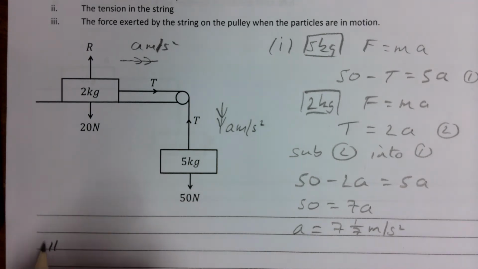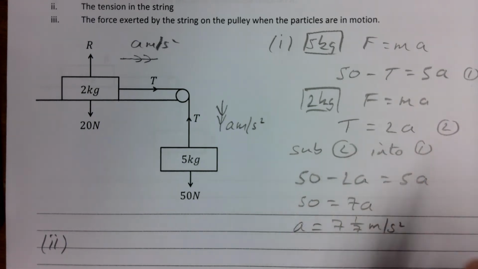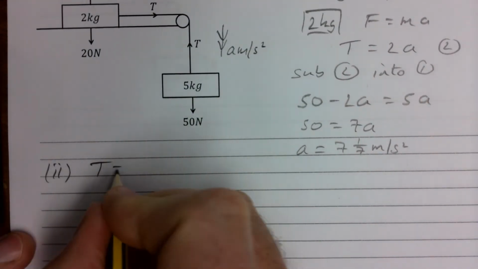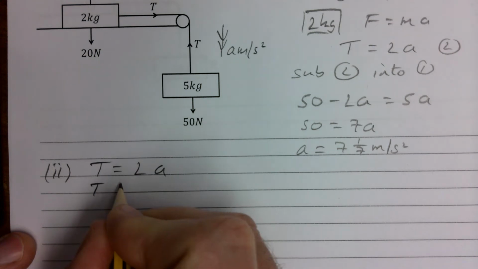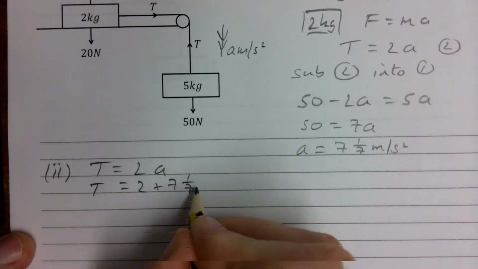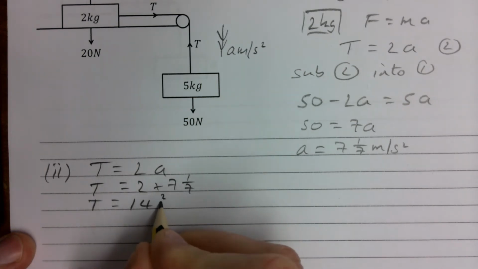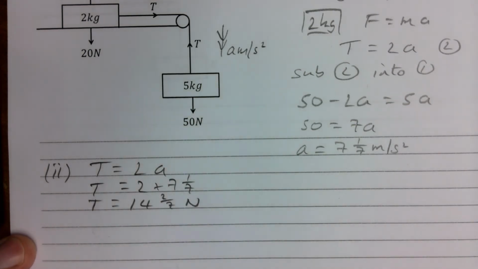So if we do part 2 then over here, again nice and straightforward. If we just use T equals 2a, T equals 2 times 7 and a 7th, so tension then is 14 and 2/7 newtons.